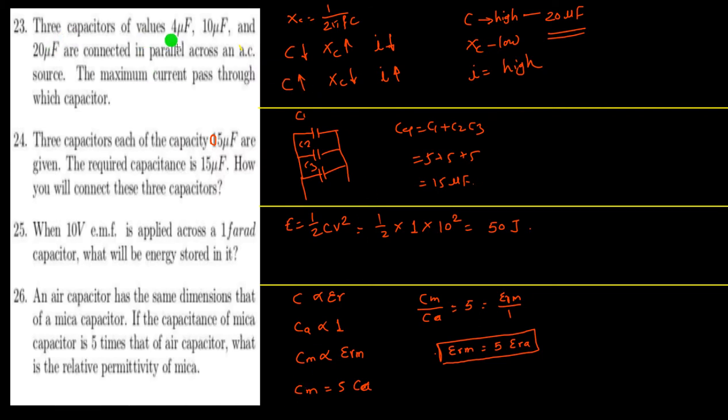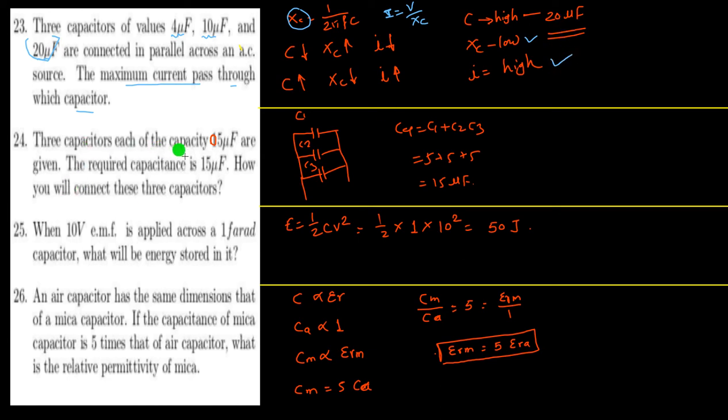Three capacitors of 4 microfarad, 10 microfarad and 20 microfarad are connected in parallel across the AC source. What is the maximum current passed through which capacitor? Capacitive reactance Xc is equal to 1 upon 2 pi fC. If C is low, Xc is high, hence the current is low, because current is voltage upon Xc. If C is high, Xc is low because it is inversely proportional, hence I is high. So in this case, the 20 microfarad capacitance is the highest, hence Xc is low, hence the current flowing through this 20 microfarad capacitor is high.